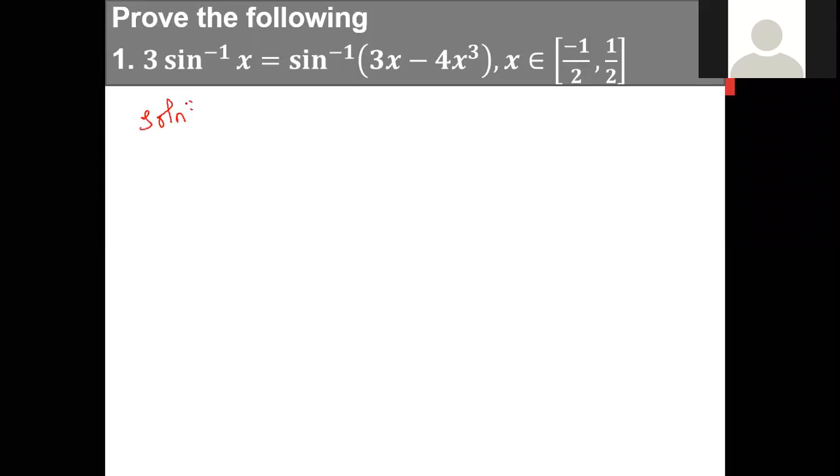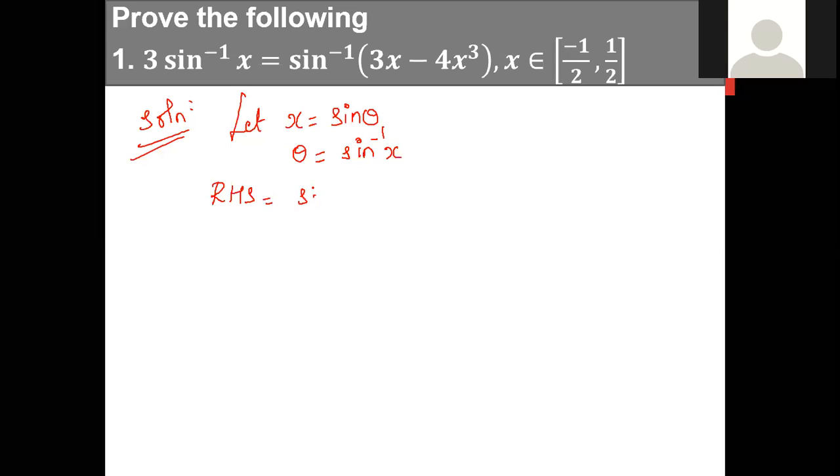As I told you earlier, we need to prove 3 sine inverse x is equal to sine inverse of 3x minus 4x cube. As I told you earlier, the hint is what we have to do. We have to show that it is equal to 3 sine inverse x. Let x be equal to sine theta, because we have to prove it in terms of sine inverse x. Then theta is equal to sine inverse x. Then you have to take the RHS.